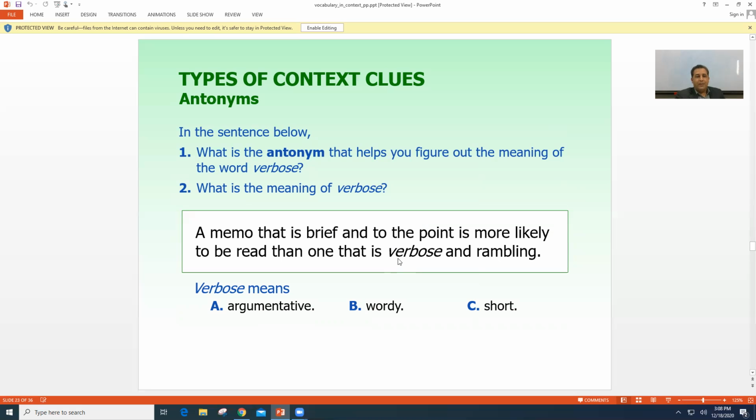So verbose is something which is not brief and to the point. And if something is not brief and to the point, that means it is argumentative, short? No, of course it is wordy. Wordy means that more words are used than actually required. So verbose is the opposite of brief and to the point. So it must mean wordy. So here, we have got the opposite, the antonym, brief and to the point. And this antonym has helped us to figure out the meaning of verbose, that it is wordy actually.